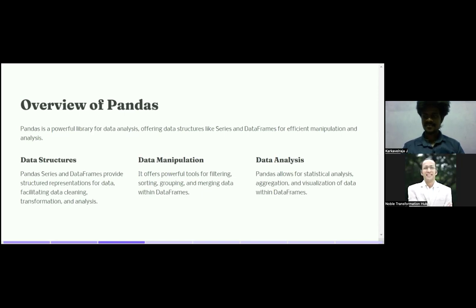So remember these terminologies and concepts; they have their specific objectives. Data manipulation in pandas has a specific objective: filtering, sorting, grouping, merging. Data analysis has a specific objective: statistical analysis, aggregation, and data visualization with data frames. In data structures, it facilitates data cleaning, transformation, and analysis. This is how you will use it.